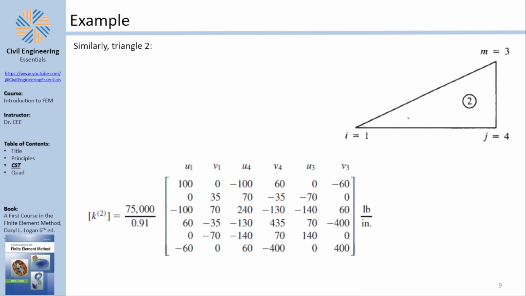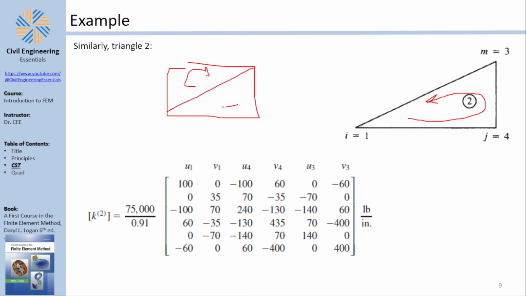Once again, I want to just quickly tell you that he's using his IJM nodes to be in a counterclockwise orientation. Now, this is a must. If you're an MSc or PhD student, you would think, well, those are 2 triangles, right? I could go clockwise in both cases. And the answer is yes, you could go clockwise in both cases.